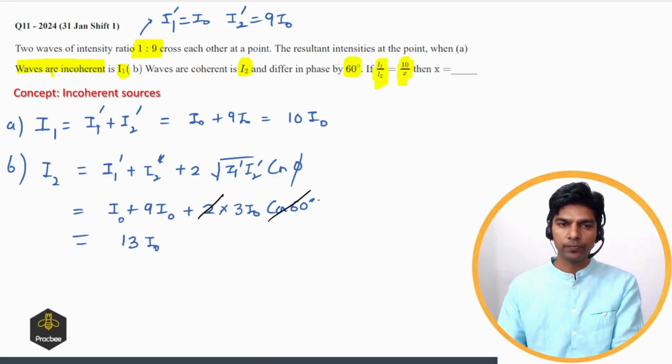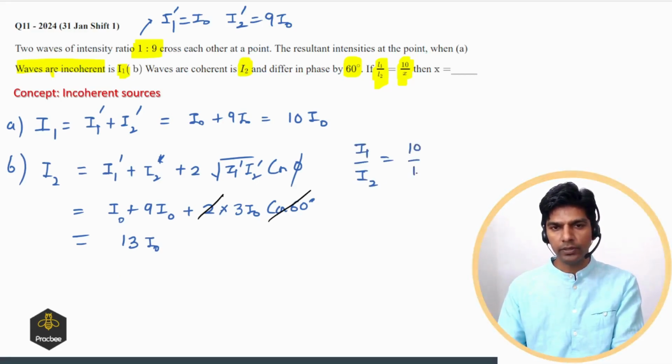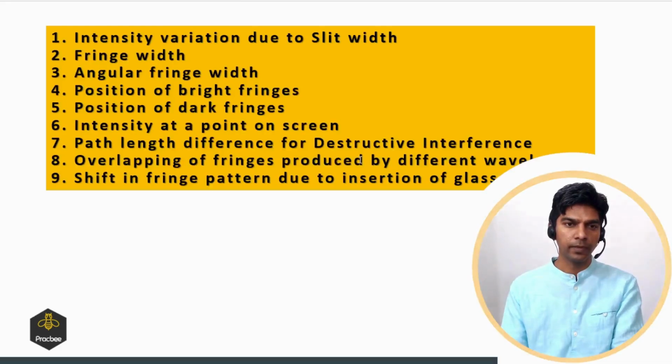So if we take the ratio, I1 by I2 will be 10 by 13, which is 10 by x. So from this we can say x is nothing but 13. So 13 is the answer of this question.